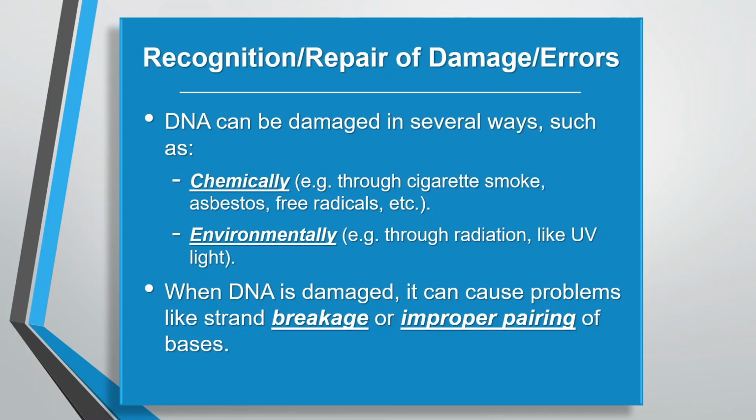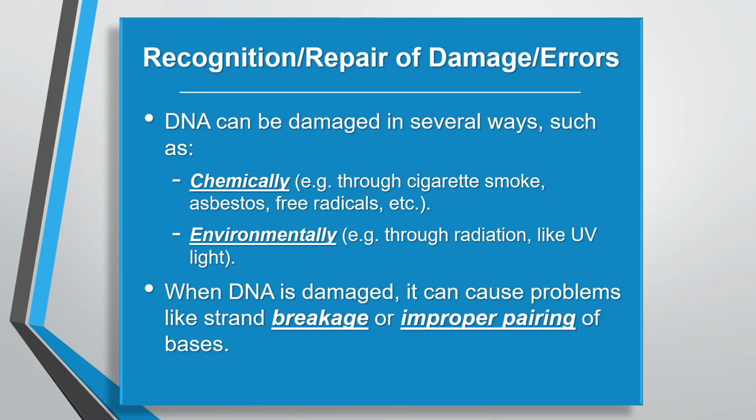DNA can be damaged in several ways. For example, it can be damaged chemically through things like cigarette smoke, asbestos, or free radicals. A free radical, by the way, is an atom or a molecule with unpaired electrons. They often contain oxygen, and that makes them highly reactive with other molecules. But DNA can also be damaged environmentally through things like radiation from sources like UV light.